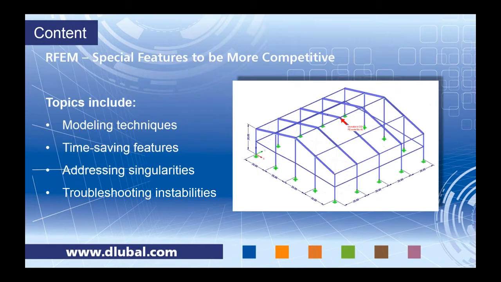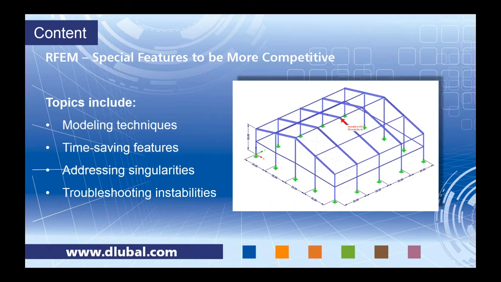So just a few topics today. We'll be going over some efficient modeling techniques, some time-saving features. We want to address singularities. Singularities can result in an over-conservative design. As engineers, of course, we're always looking to decrease materials, to save on costs. So singularities can actually result in an over-conservative design, which defeats saving materials and decreasing those costs.